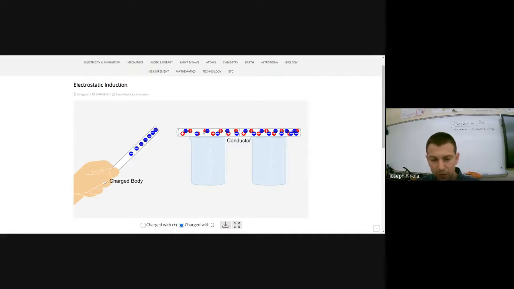Now we have 8 positives on the left, but only 5 negatives. This side of the rod is now positively charged. But how about the right side of the rod? It has more negatives than positives. It is negatively charged. Even though this conductor remains overall neutral, the left side is positive and the right side is negative by polarization.